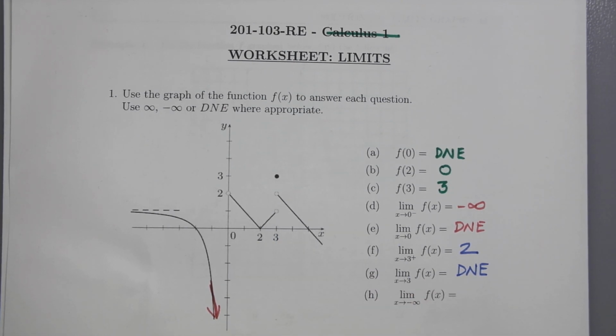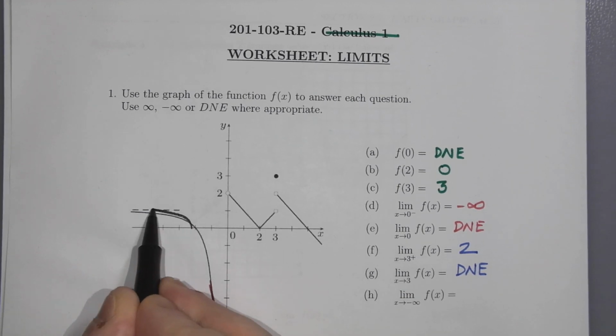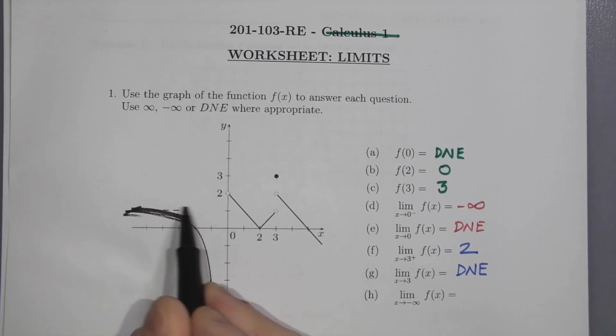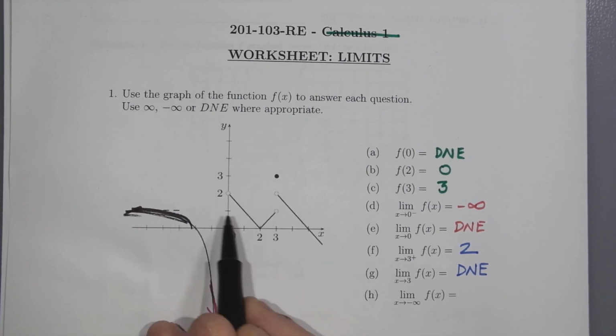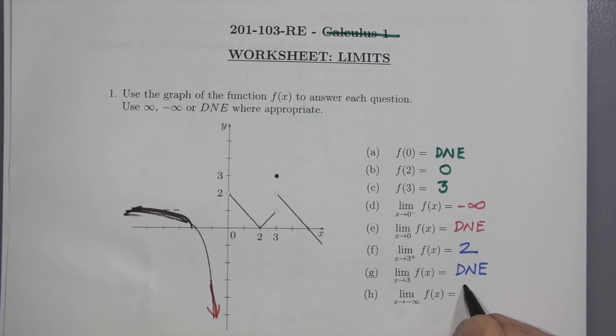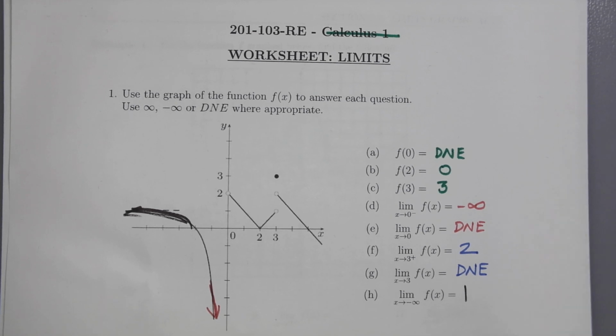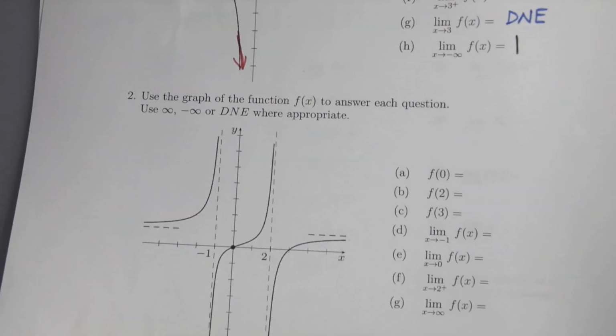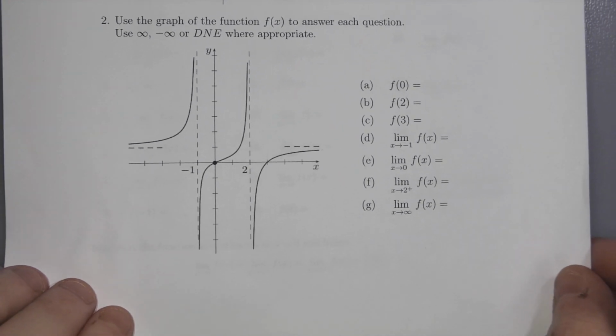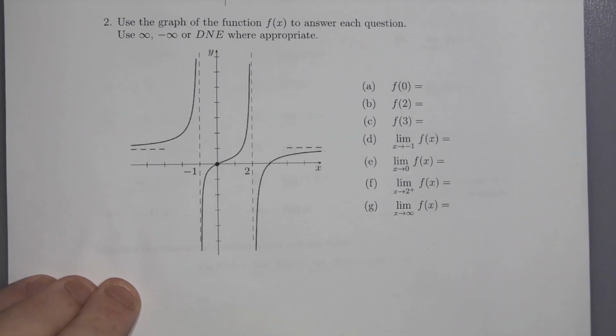And then finally, the limit as x approaches negative infinity, far to the left, would be going down this part of the graph, and that seems to be approaching this horizontal asymptote that is located at 1. So that's how we interpret graphical limits. Let's try another set of values down here. Use this graph to answer the questions.